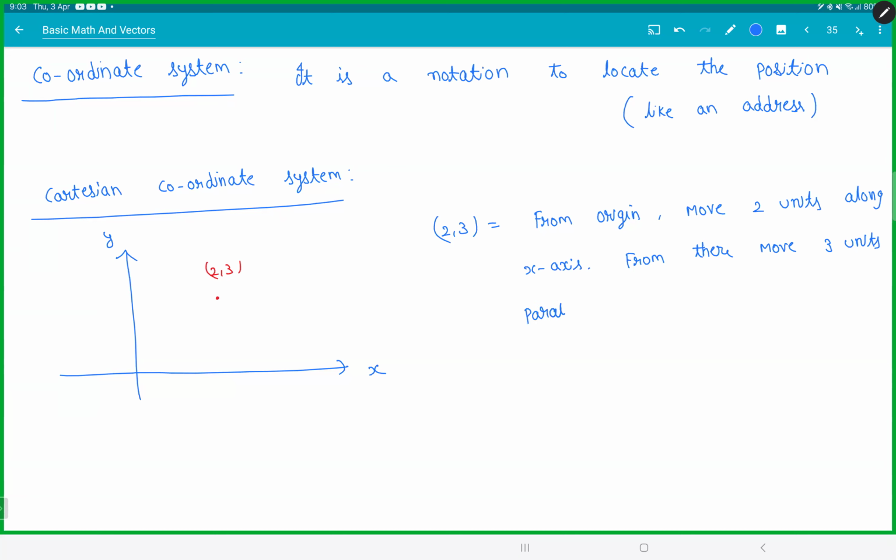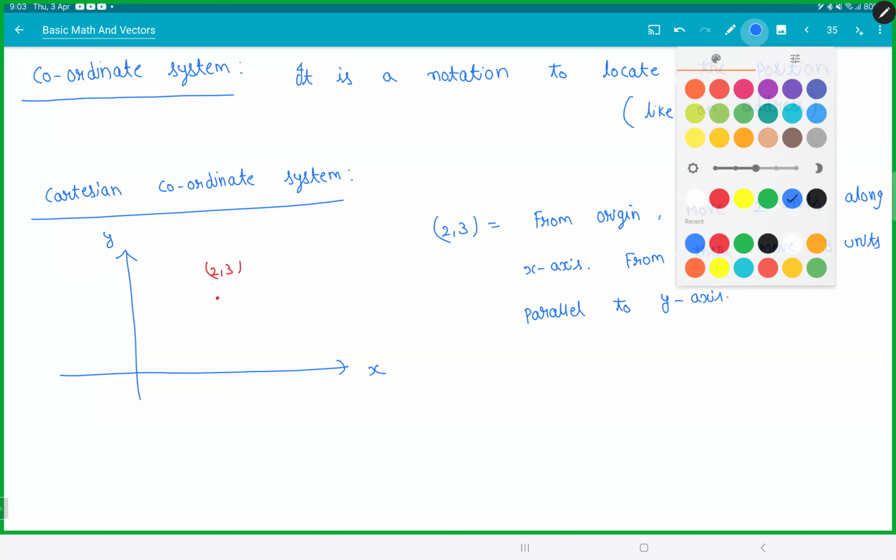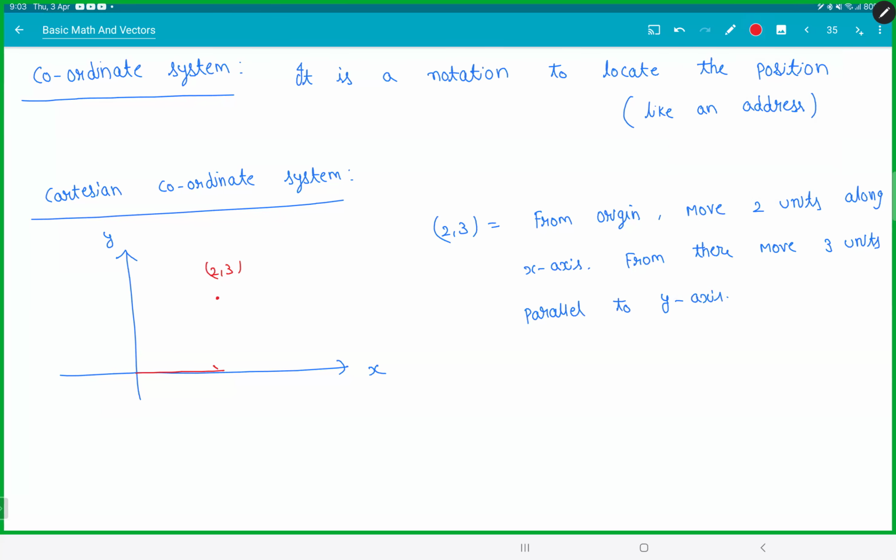You could have done the other way also. First you can move along y and then you can move along x. So this is what you're suggesting: travel 2 units here, and then travel 3 units here. There you reach the location. Making sense? Simple. That's what it means.